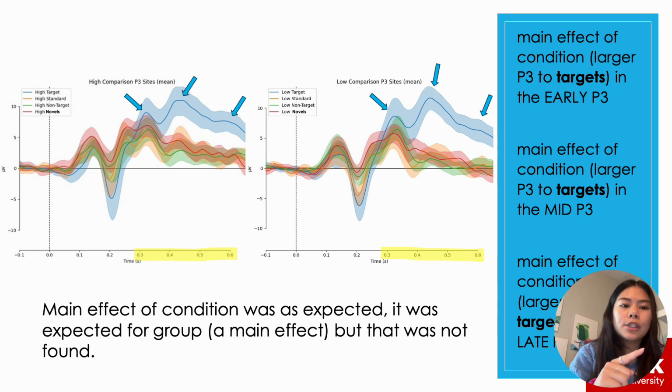Again, the target stimuli is in blue, and you can see here that it is the largest compared to the other stimuli. The main effect of condition was expected, indicating that children understood that the target stimuli was the task relevant stimuli. However, it was also expected that there would be a main effect of group, with the high ADHD trait group having smaller amplitudes towards target stimuli compared to the low ADHD trait group, but that was not found.